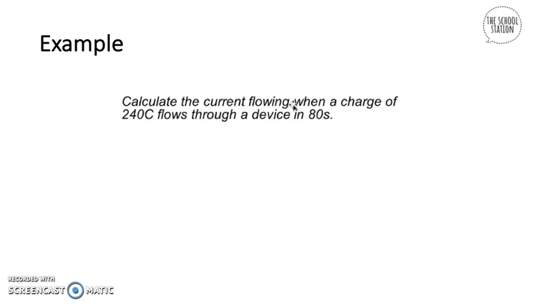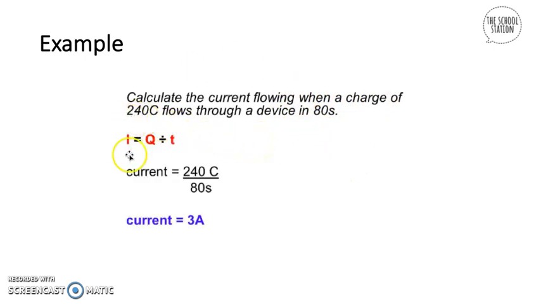Alright guys, I hope you have tried it out. If not, do not worry, because now we're going to go through it. In this question we are given the charge and the time. Charge divided by time is current, so this is exactly what we have done. We have done charge divided by time.